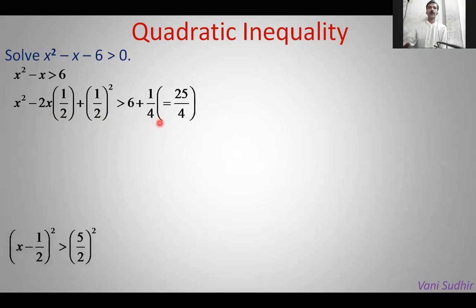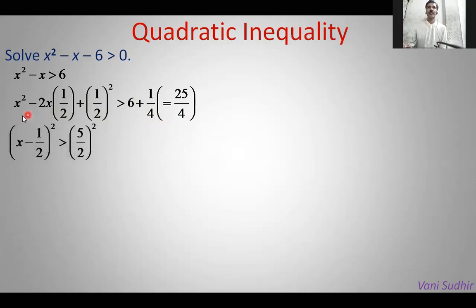Okay. Now this side, you can apply the identity (a minus b) whole square, and you can write this. Instead of a, you are having x. Instead of b, you are having half. So (a minus b) whole square it is. Here 25/4, that means 5 square by 2 square. That we can write (5/2) whole square.